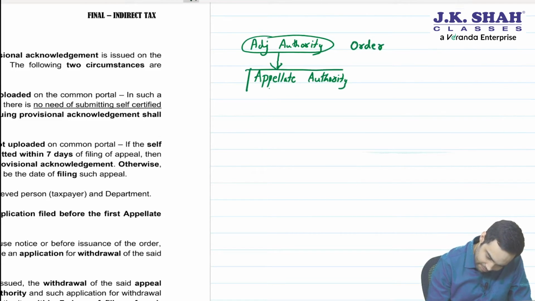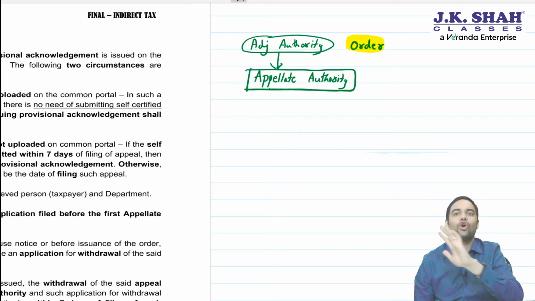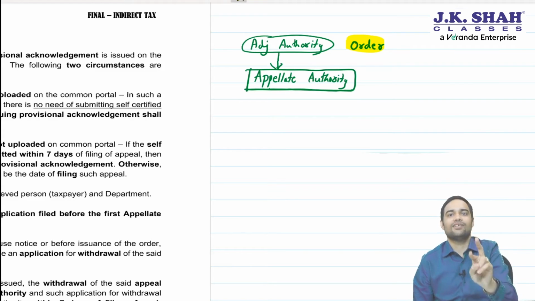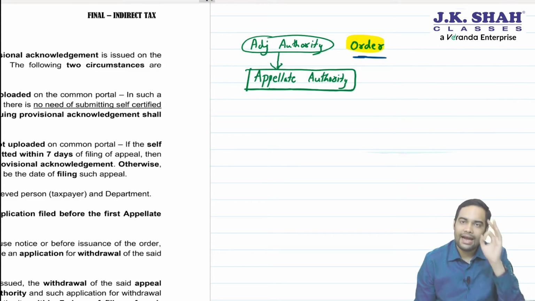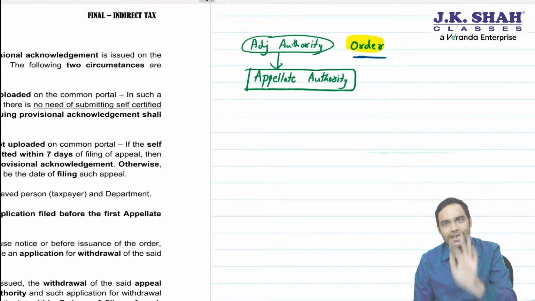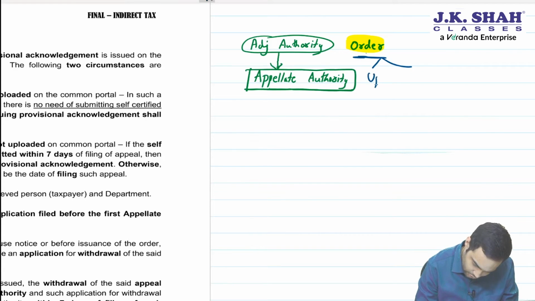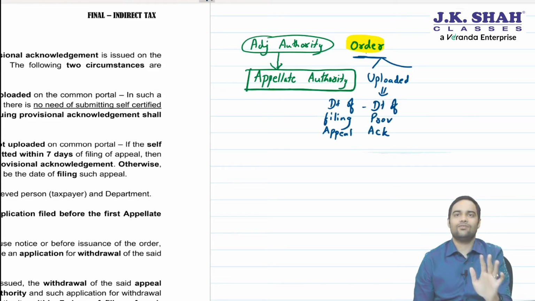Now while you are filing an appeal, if this order is already uploaded on the portal, then you are not required to submit a self-certified copy of this order. And whenever you file an appeal, a provisional acknowledgement is given. That provisional acknowledgement is the date of filing of appeal. If the order is already uploaded online, then the date of filing appeal will be the date of provisional acknowledgement. Whenever you got that provisional acknowledgement, that will be the date of filing the appeal.